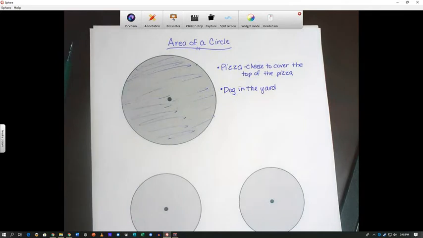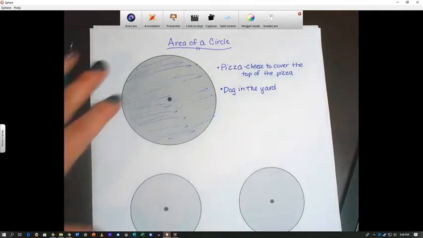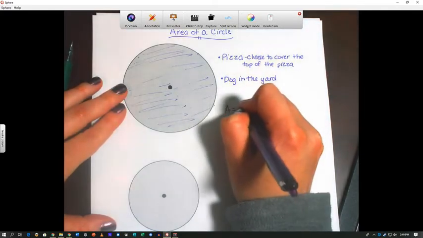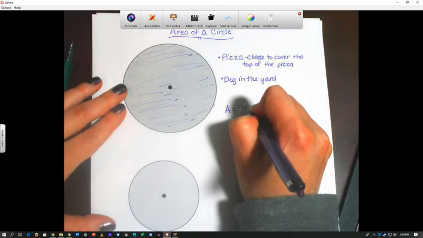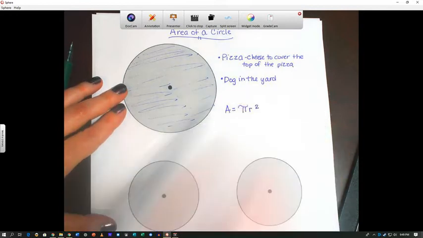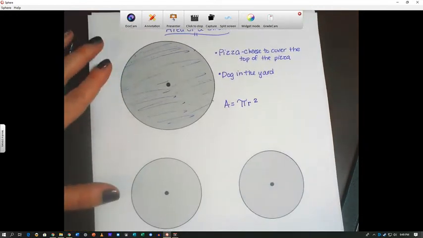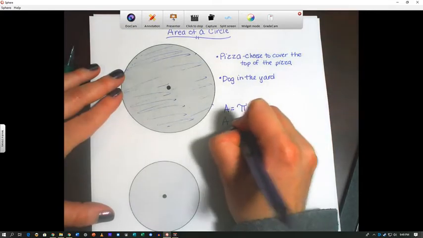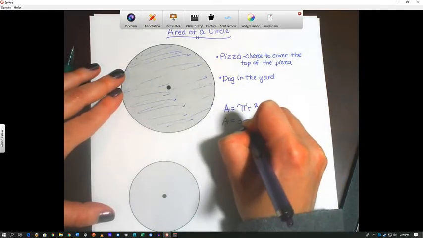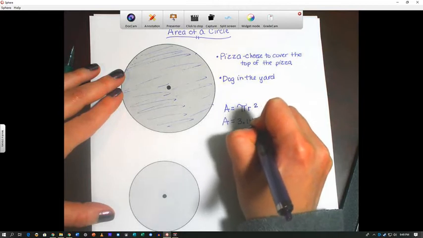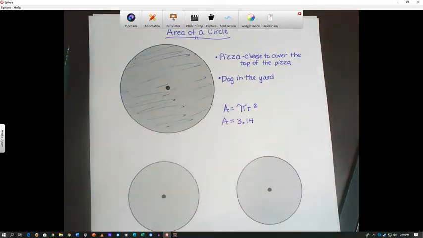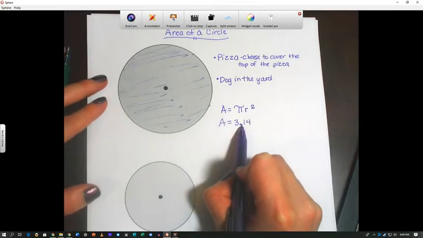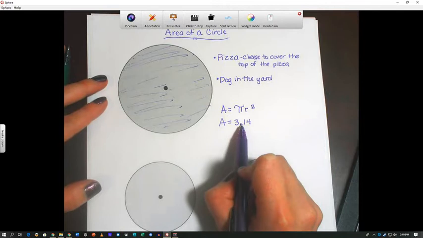And so how do we find the area of a circle? So we use this formula. Area is equal to pi times the radius squared. And so from some of the other videos, we're going to estimate pi. We're going to use this estimation of 3.14. Pi has an infinite number of digits to the right of the decimal point. We're just going to round it to this number to make it a little bit easier.